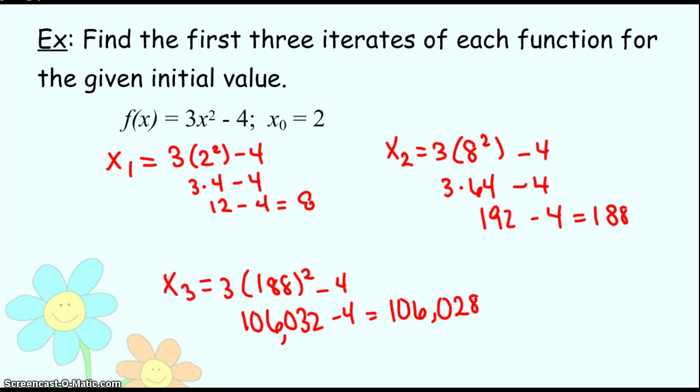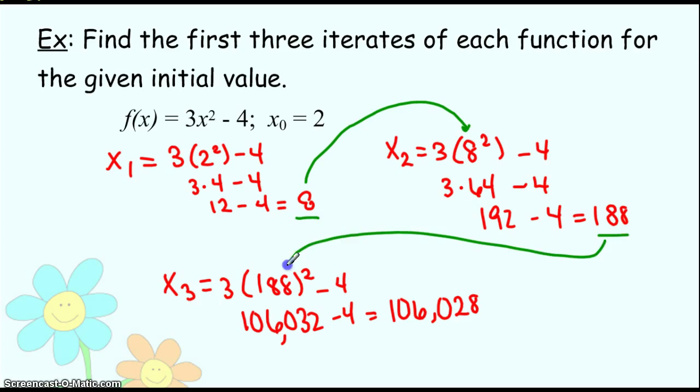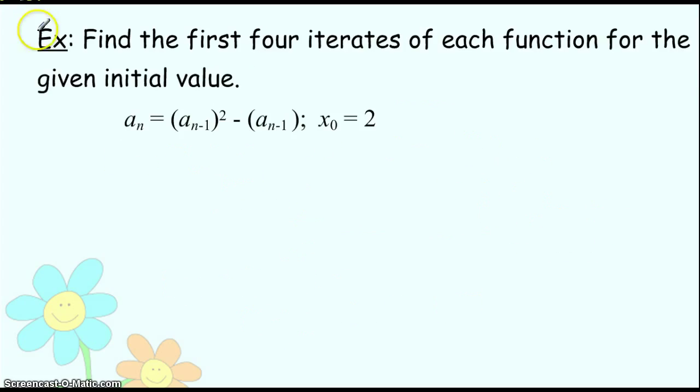So let's check your answers. For the first iteration, you plug in 2, the initial value, and you get 8. For the second iteration, we're plugging in our answer for the first iteration in for x. So we get 3 times 8 squared minus 4, so 188. In our third iteration, we're putting our solution from the second iteration in for x. So 3 times 188 squared minus 4, 106,028.